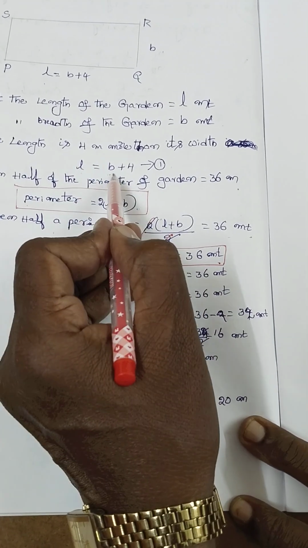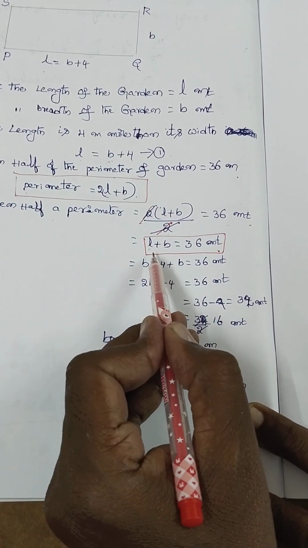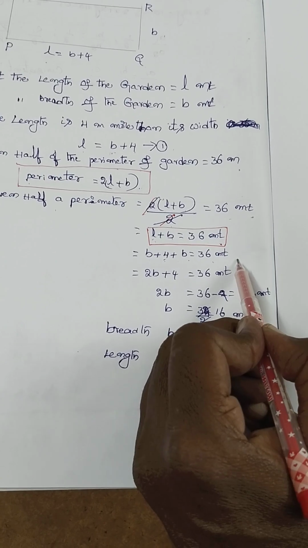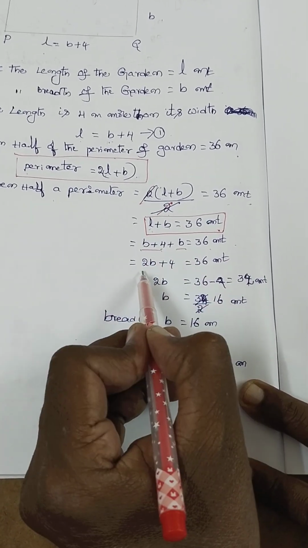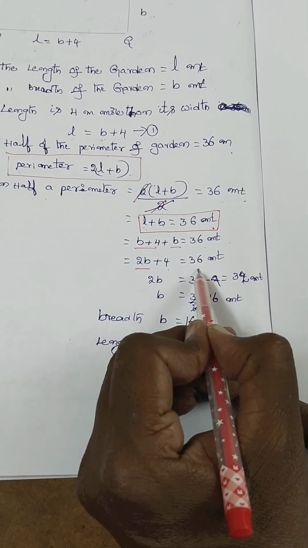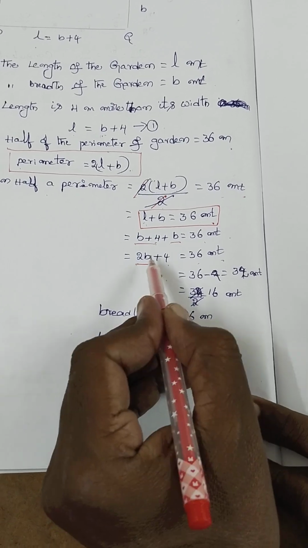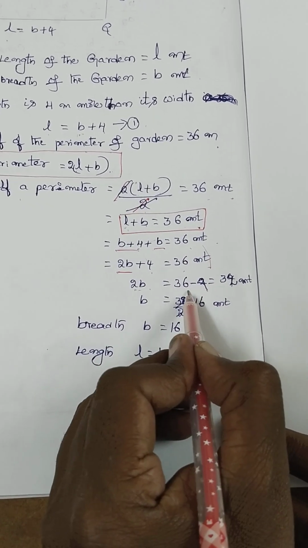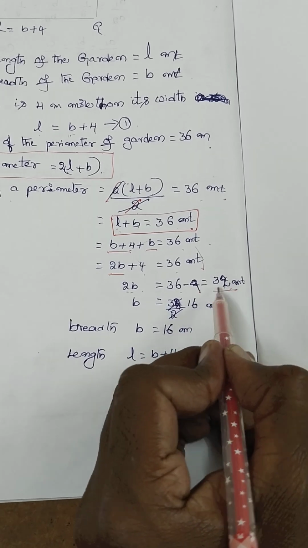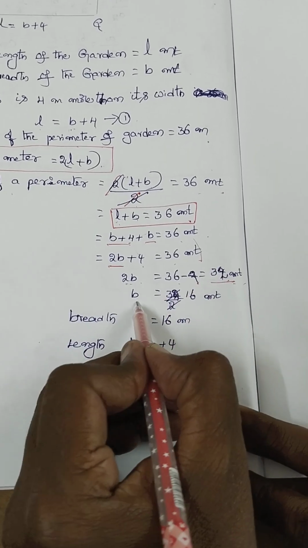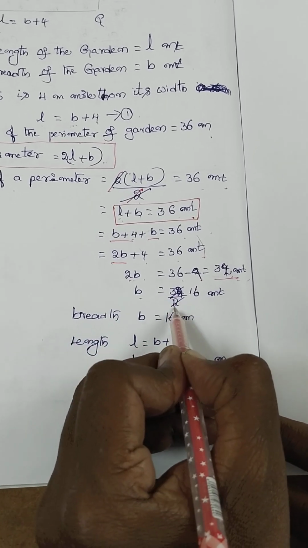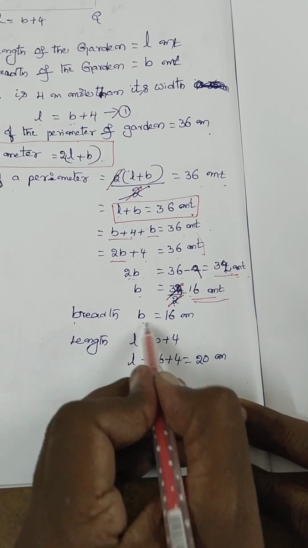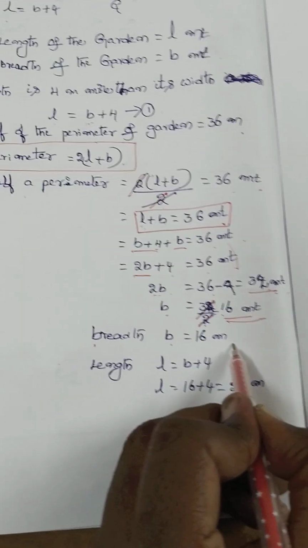Already you found here L is equal to B plus 4. Substitute B plus 4 in the place of L: B plus 4 plus B is equal to 36 meters. B plus B is 2B, so 2B plus 4 is equal to 36 meters. Taking 4 to the right side becomes minus 4. 2B is equal to 36 minus 4, that is equal to 32 meters. B is equal to 32 by 2, 16 meters. Breadth B is equal to 16 meters.